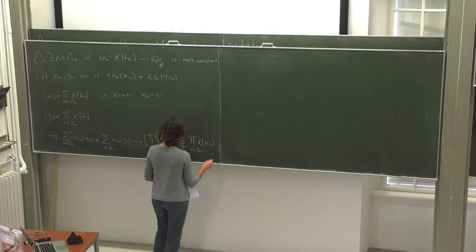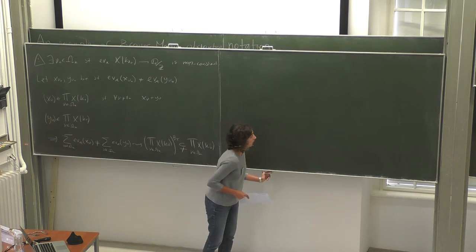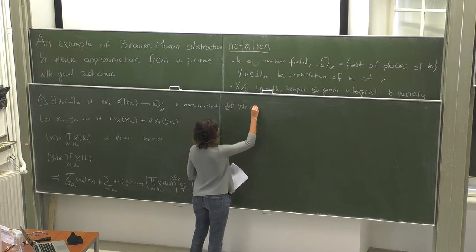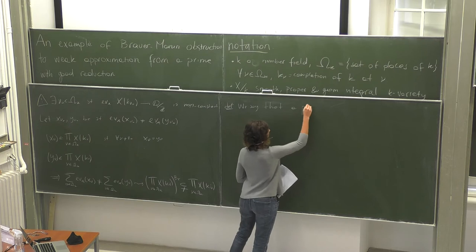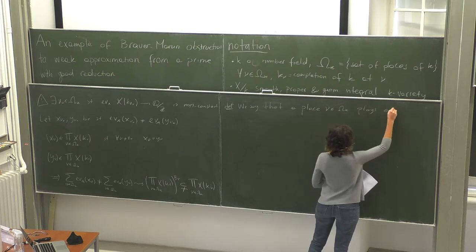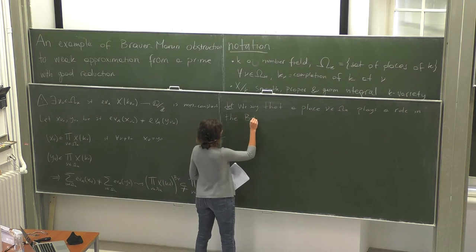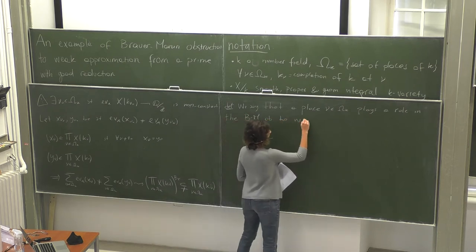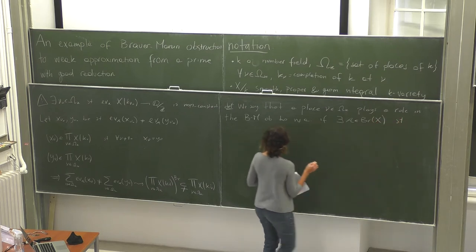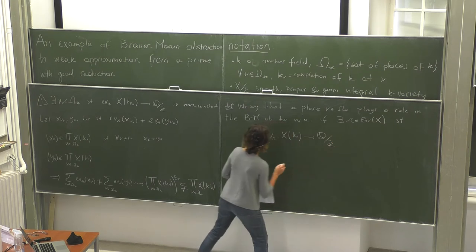In order to study this Brauer-Manin obstruction, it makes sense to look at this evaluation map and study whether these maps are constant or not. Therefore, I want to give the following definition. We say that a place ν plays a role in the Brauer-Manin obstruction to weak approximation if there exists an element in the Brauer group such that the evaluation map from the K_ν-points inside Q/Z is non-constant.